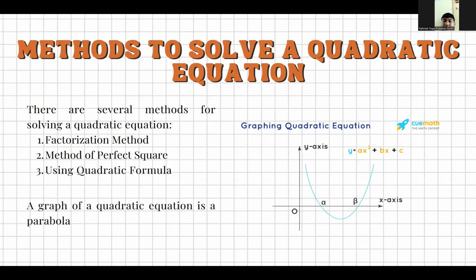Okay, so there are three methods to solve a quadratic equation. The first one is the factorization method. The second one is the method of perfect square, and the third one is using the quadratic formula. The graph of a quadratic equation is a parabola, and the direction of the parabola can go upward or downward. It depends on the equation.